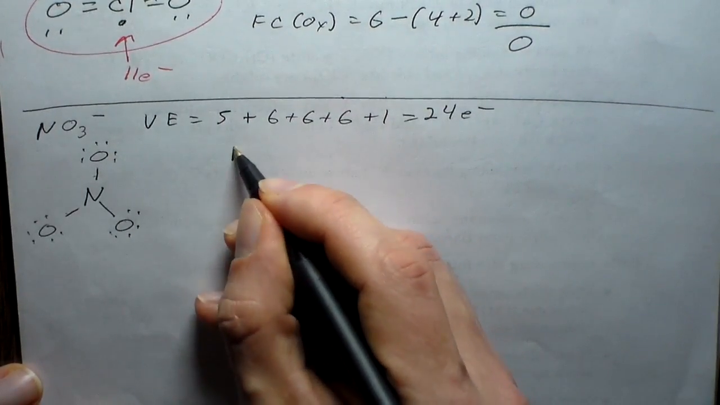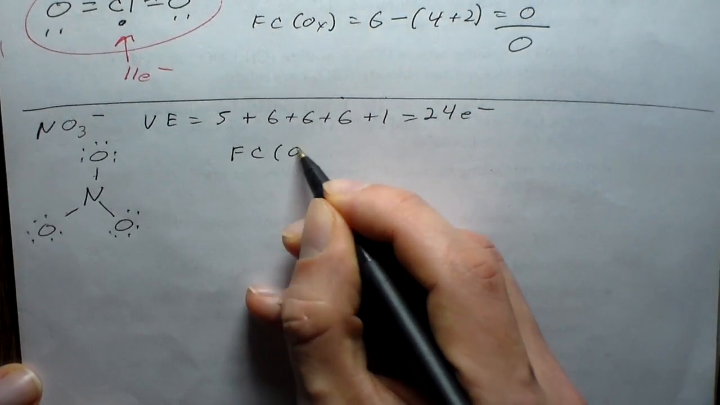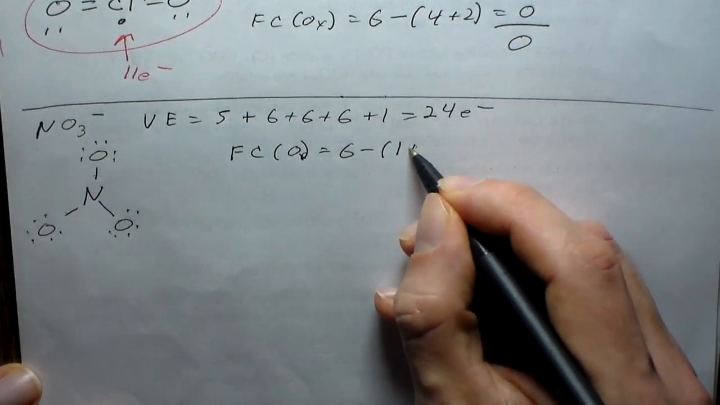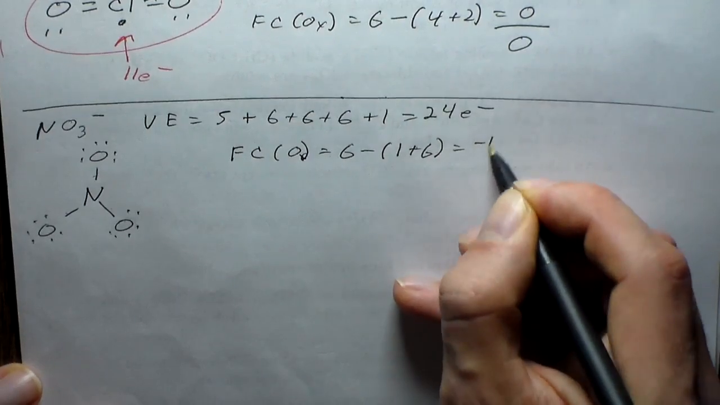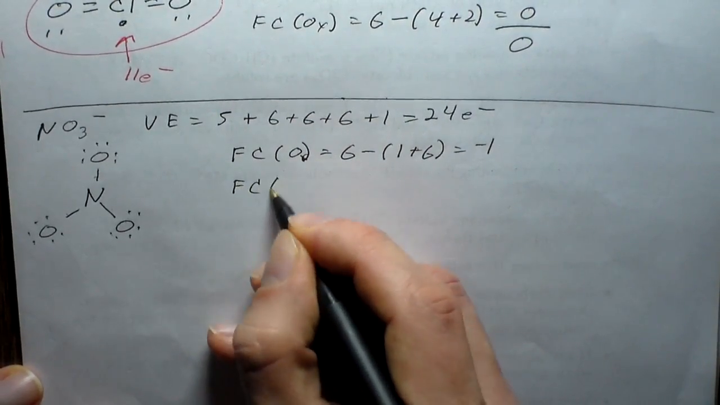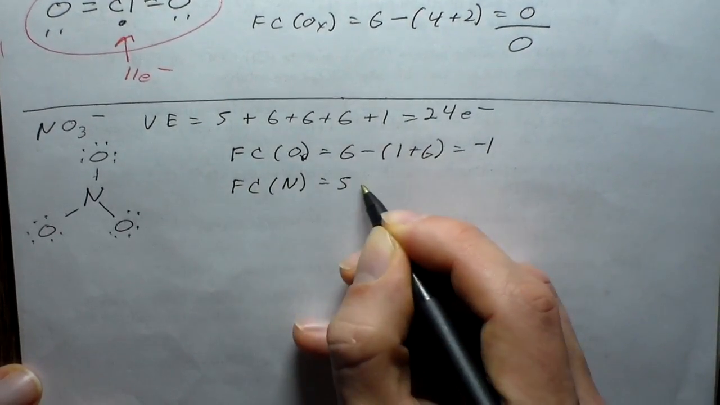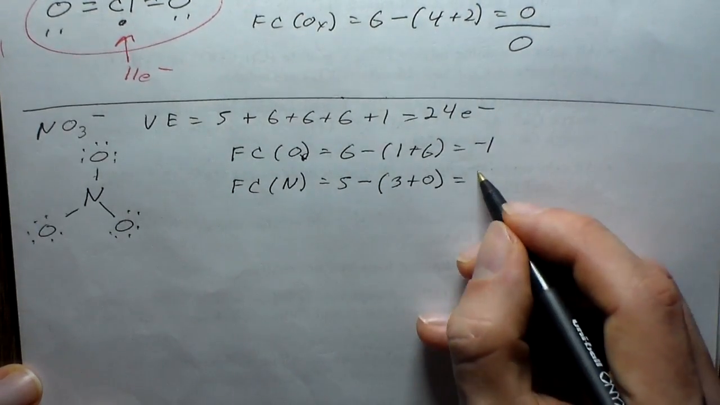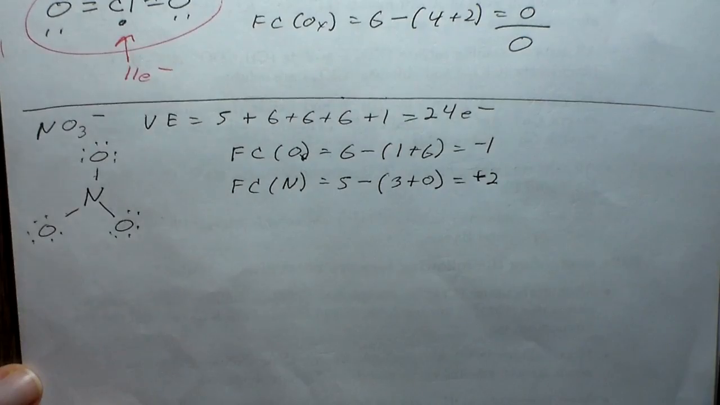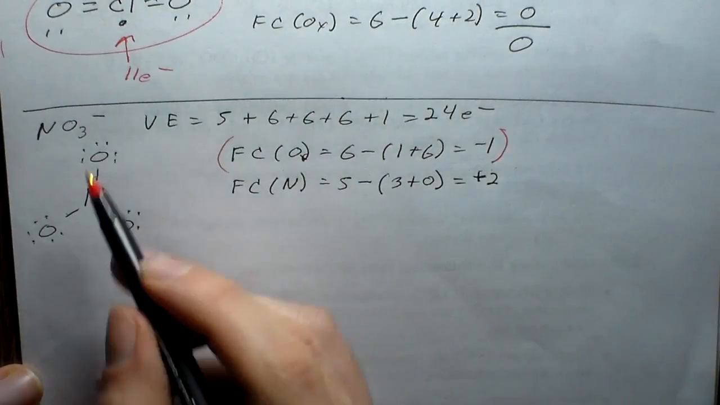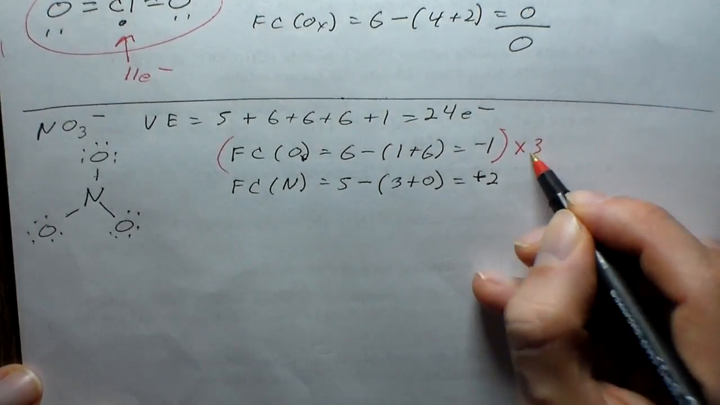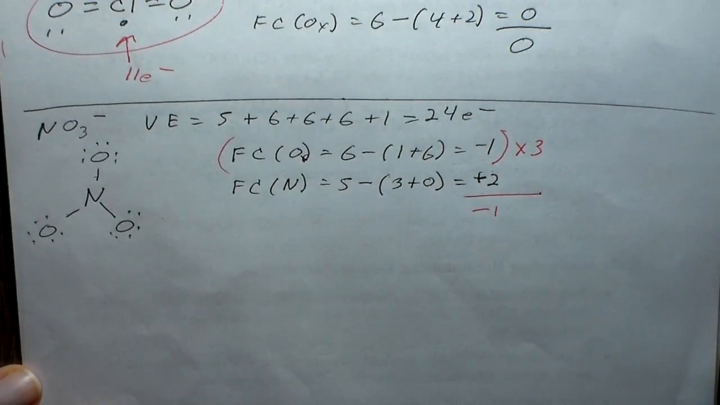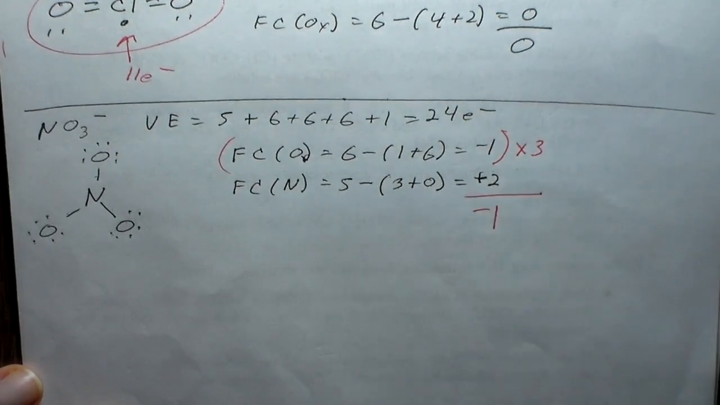Now we just want to look at the formal charge on my oxygen. That's going to be 6 minus, and we've seen this a bunch of times already, 1 plus 6, so it's going to be -1. And the formal charge on my nitrogen, again, that's going to be 5 minus, now I just have 3 lines and no dots, so that's going to be a +2. And just remember, I have 3 equivalent oxygens, so that's going to be multiplied by 3. So that's -3 plus 2, you add those up, we get a -1, of course that's the charge on my anion, so we're happy.